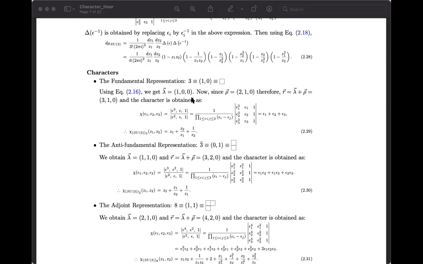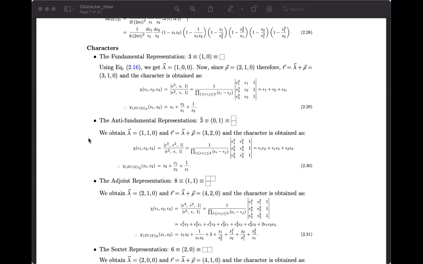So now your rho will be like 2 comma 1 comma 0, because it is n minus 1, n minus 2, and n minus 3. So 3 minus 1, 3 minus 2, and 3 minus 3 is 0. So 2 1 0. Therefore you can calculate r equal to lambda plus rho, which is 3 comma 1 comma 0. You put it back in the numerator, and you get epsilon 1 plus epsilon 2 plus epsilon 3. So you get these values.